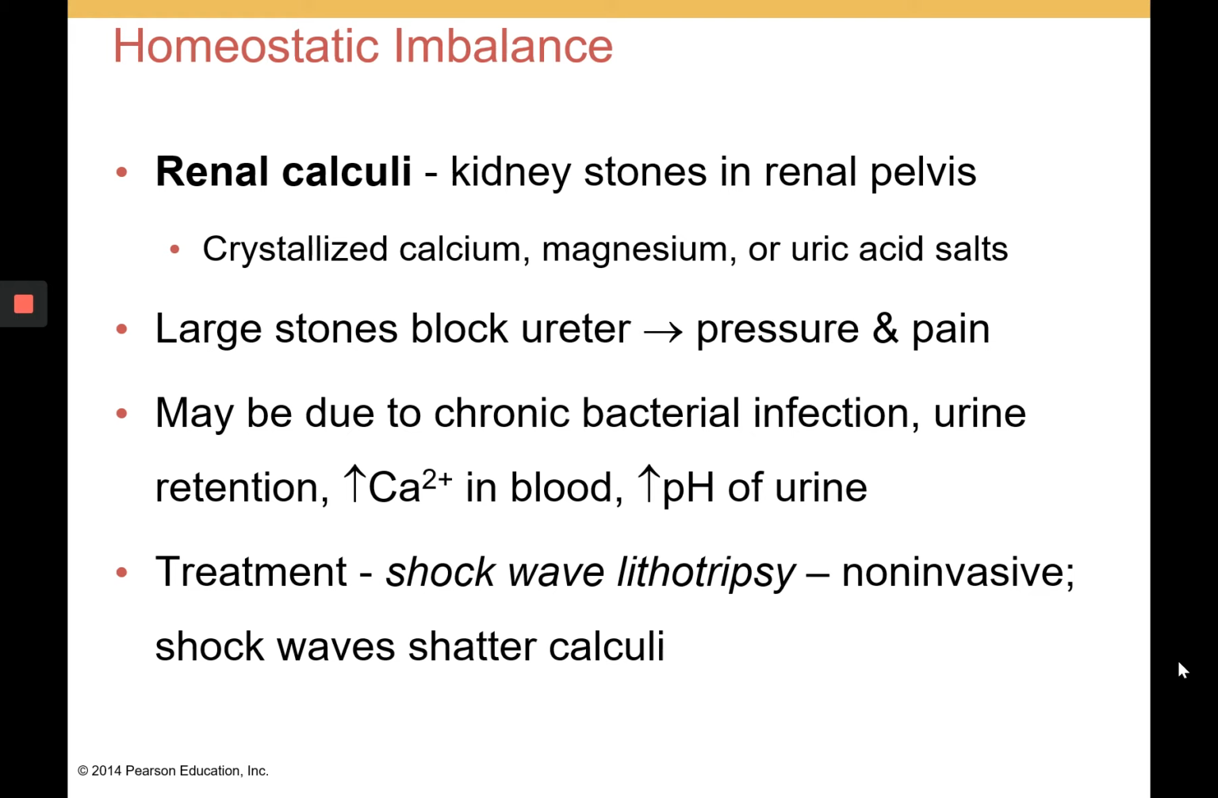It could be crystallized magnesium or uric acid salts. Uric acid salts are commonly going to be associated with the condition of gout, but usually it's crystallized calcium, and they're just kind of kidney stones, hard rocks, and they may not cause any problems. They may stay in the kidney, they may not cause any pain, but they're usually due to chronic bacterial infection or urine retention or maybe increased calcium in the blood, changes, for example, maybe in pH. An increase in pH in the urine can definitely be kind of an indicator that you might have renal calculi, but not necessarily.